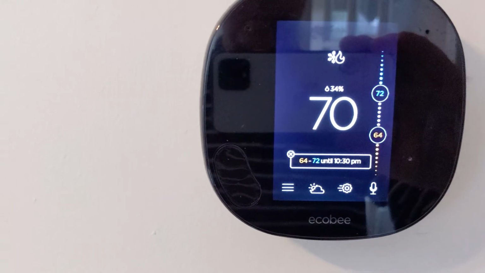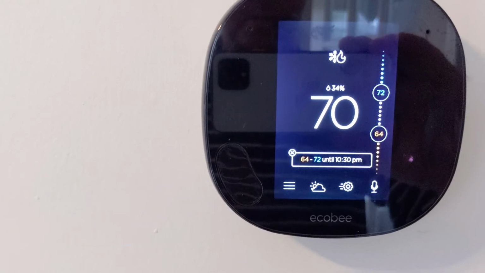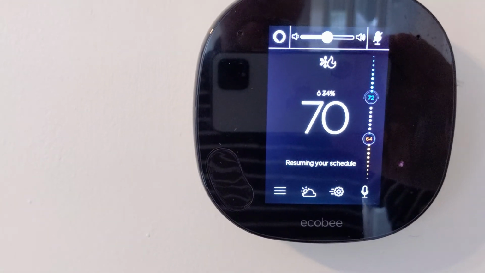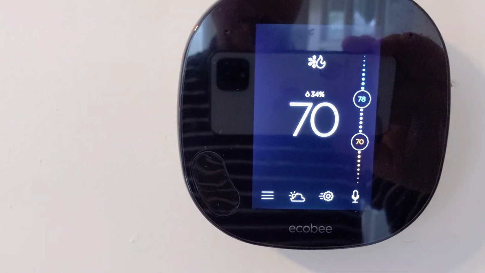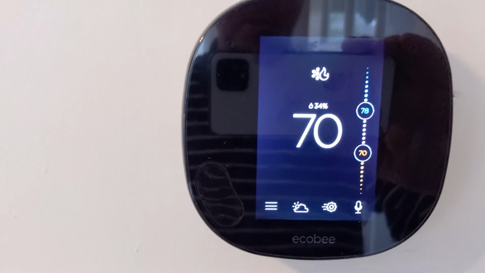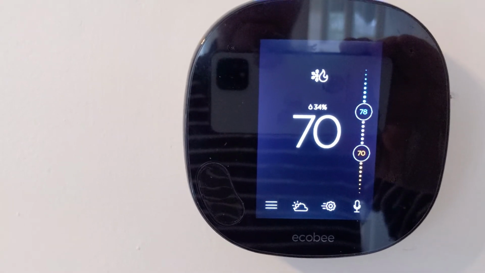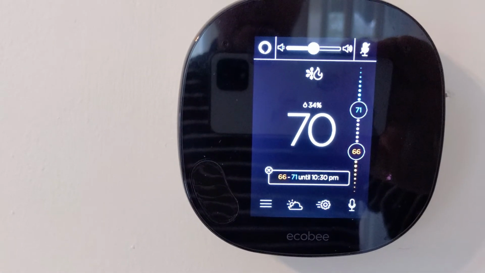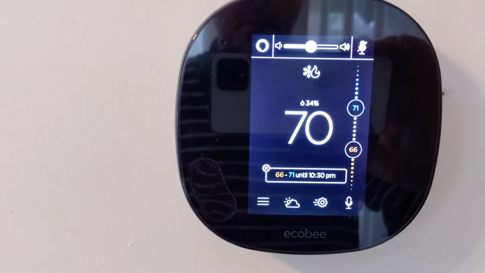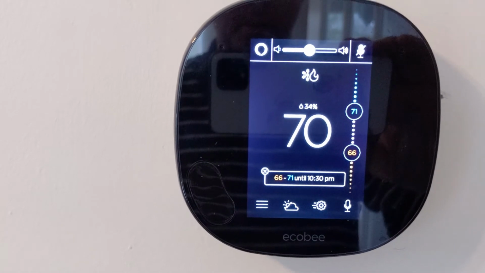Alexa, tell Ecobee resume schedule on main floor. Okay, now following your schedule. Alexa, tell Ecobee set temperature to 68 degrees on main floor. Okay, setting your main floor auto mode heat to 66 and cool to 71 until your next activity.